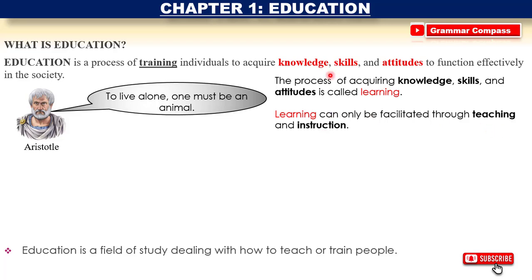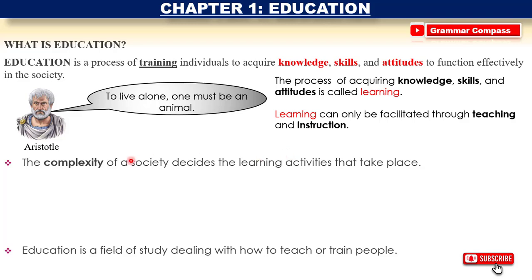If you teach people about history, then you are giving them knowledge. If you help a student to learn how to solve equations, you are equipping the student with problem-solving skills. If you teach a child to say thank you and please, then the child is learning values of the society. But what the individual will learn would depend on the complexity of the society. The complexity would decide the learning activities that should take place.